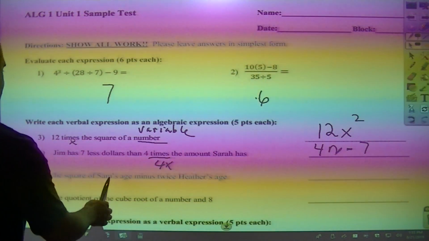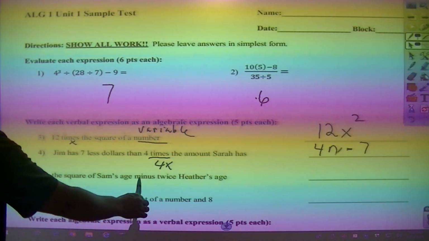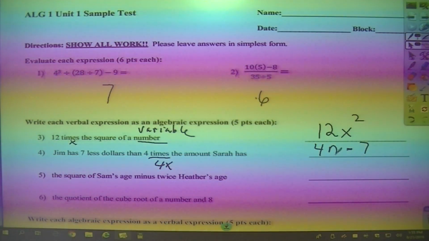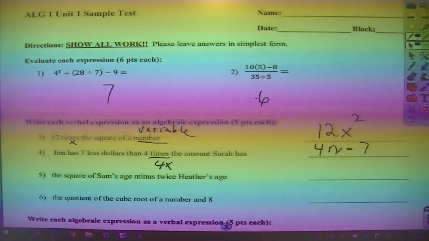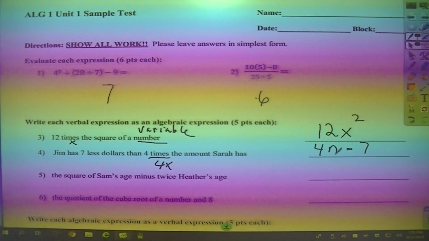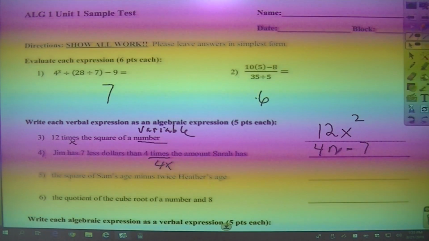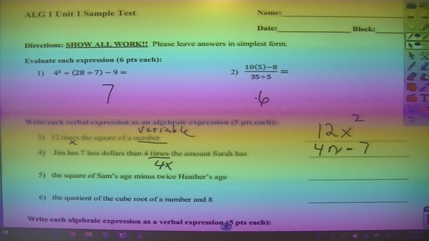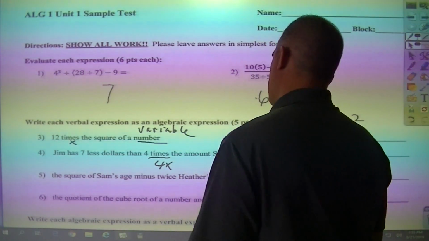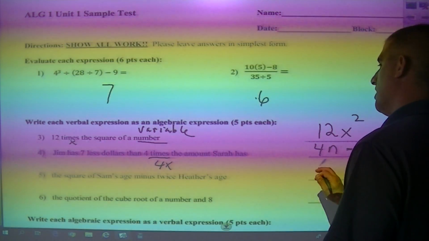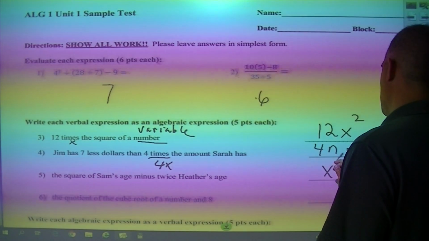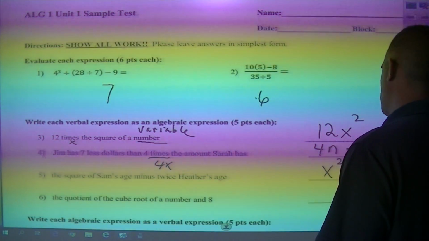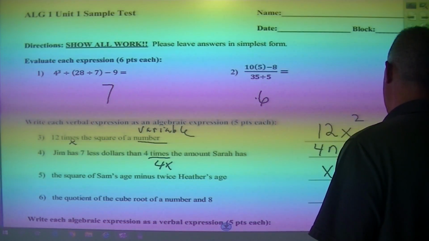The square of Sam's age minus twice Heather's age. So the square of Sam's age, we can use x or n, minus twice Heather's age.